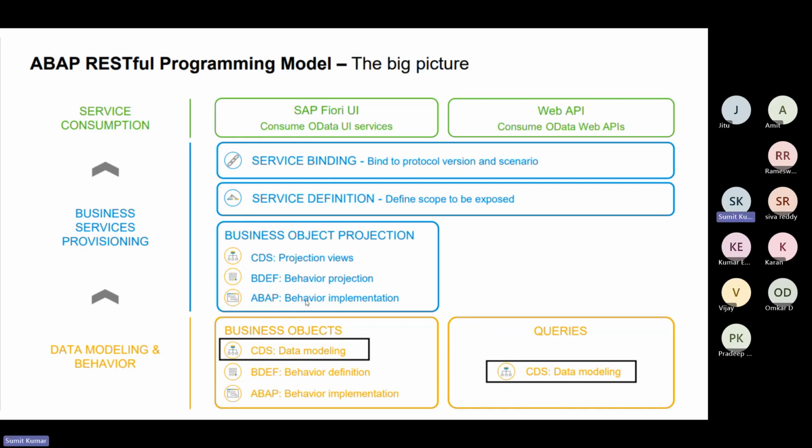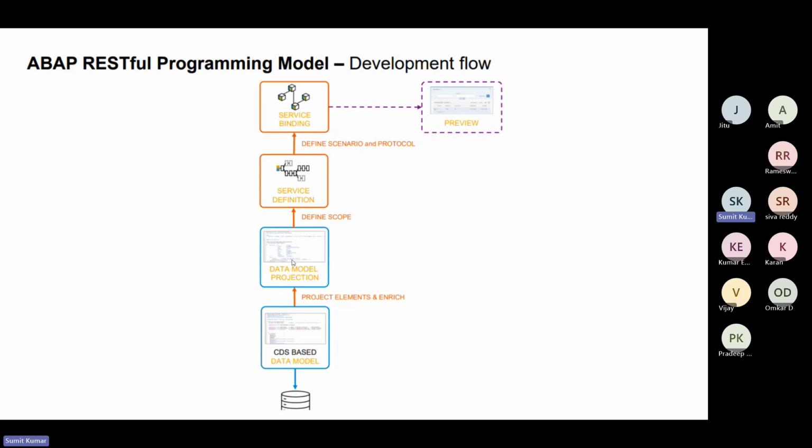Till the time the things are not in projection, they won't be public. As simple as that. Afterward, you will have a service definition, scope, and all the things. Now, the thing which I am talking about right now is this CDS data modeling. CDS data modeling is quite an important thing when it comes to RAP application development.